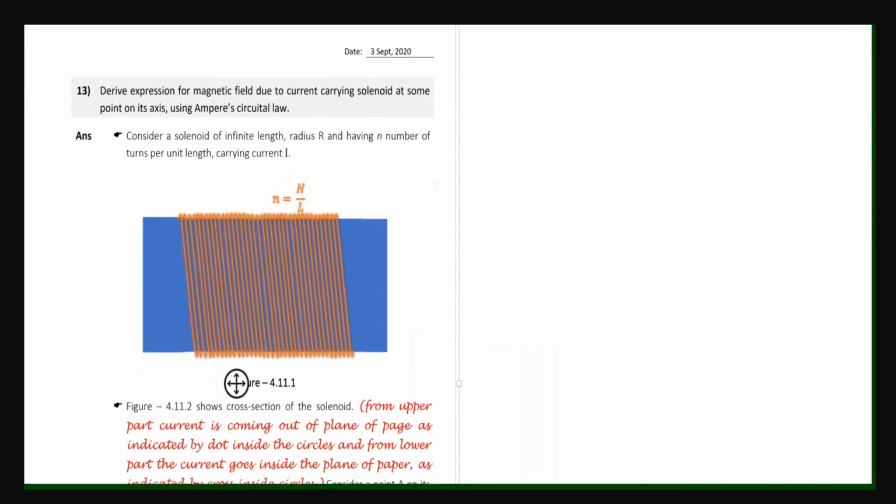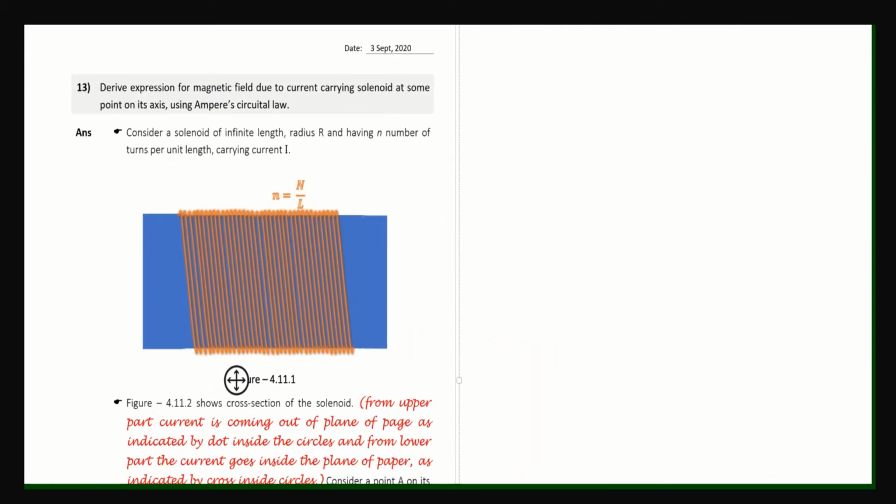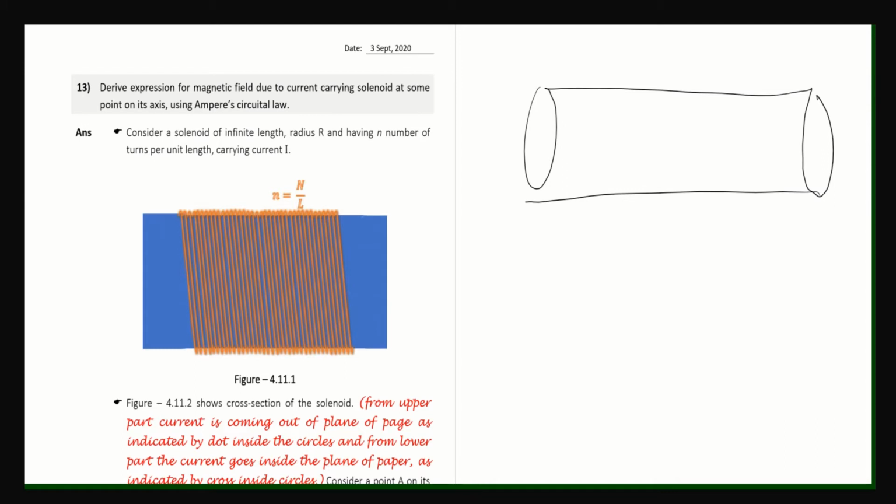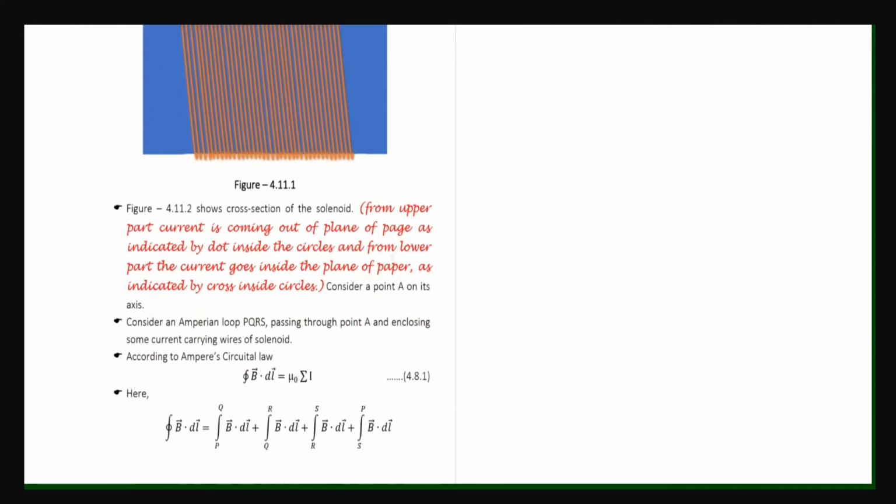So consider a solenoid, and here you will have to widen your horizons of imagination. Listen and watch the video carefully. Consider this as a solenoid. Now when you consider a solenoid like this, you will have to assume some direction of current. So for now I am assuming that the current is like this.